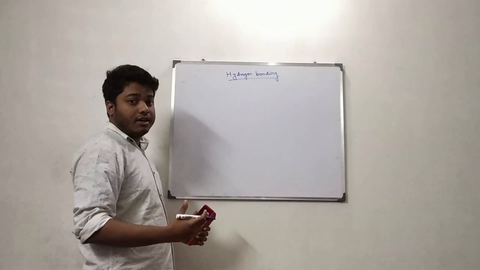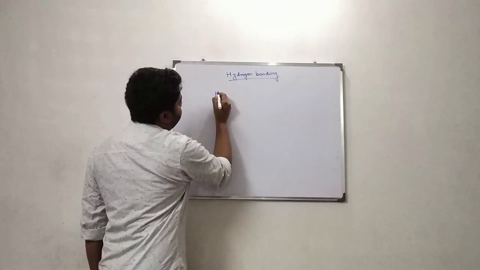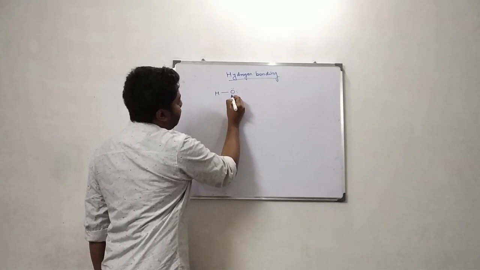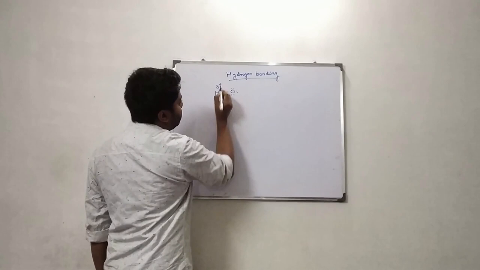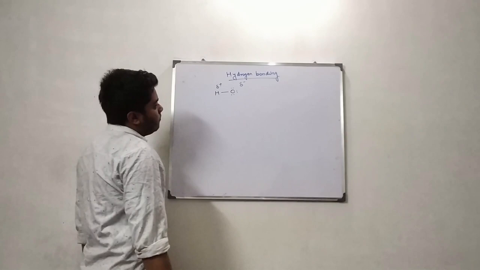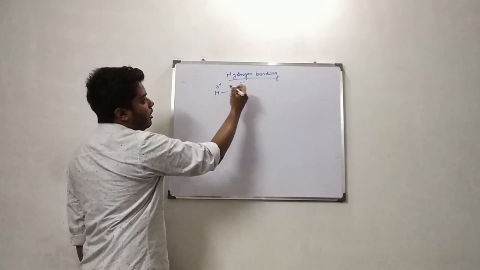So, suppose we are saying here O-H. The oxygen atom has higher electronegativity than this proton. So, H develops a partial positive charge and oxygen develops a partial negative charge. And also there is an availability of a lone pair. So, these three criteria determine a hydrogen bond.